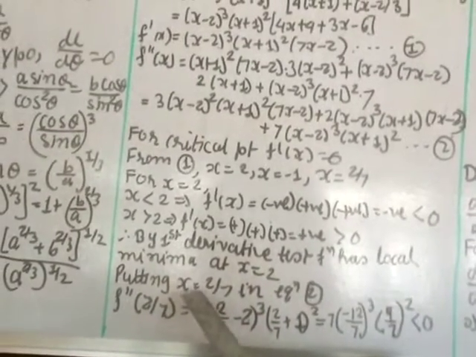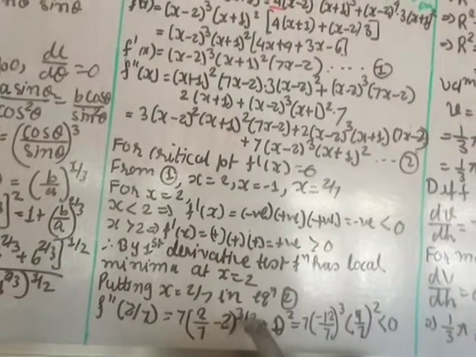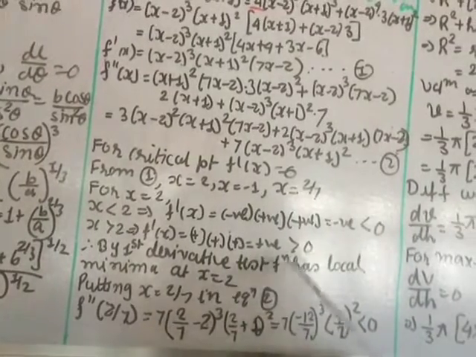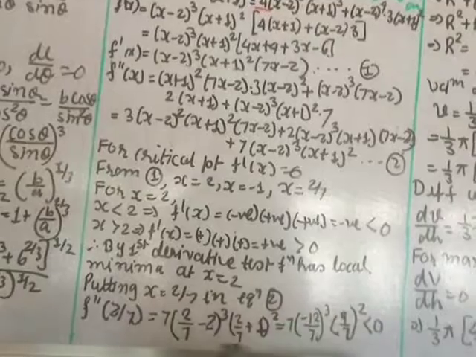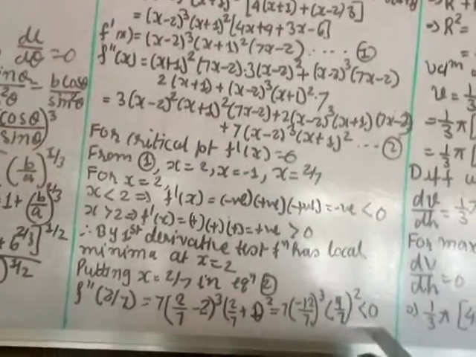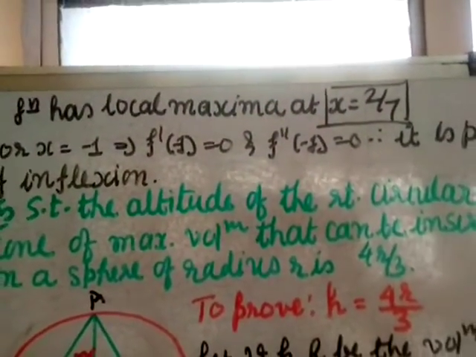Now I'll put x is equal to 2 by 7 in the second equation. So 2 by 7 minus 2 whole cube, 2 by 7 plus 1 power 2, equal to c. This answer will come negative. This answer will come positive. And 7 is positive. So the total answer will be negative. Since it is a negative answer, that means it has got local maxima at x is equal to 2 by 7.